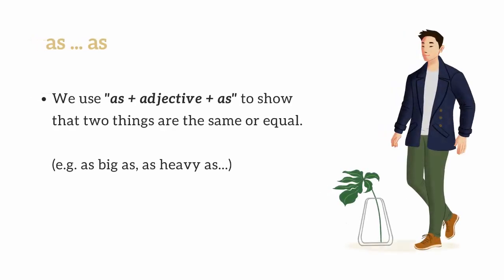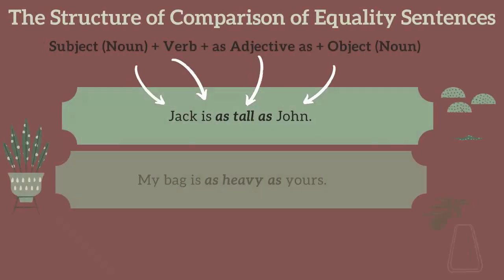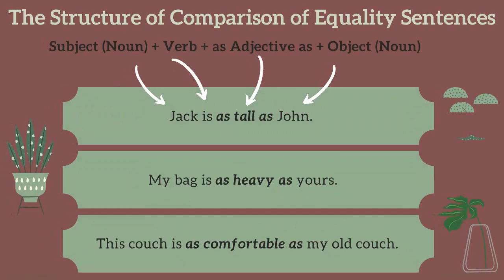As. We use as plus adjective plus as to show that two things are the same or they are equal. For example, as big as or as heavy as. Let's look at the structure of comparison of equality sentences. Subject plus verb plus as adjective as plus object. We use this form to create the sentences.